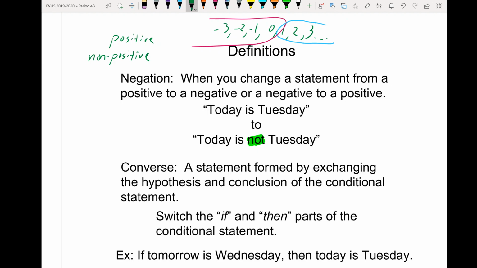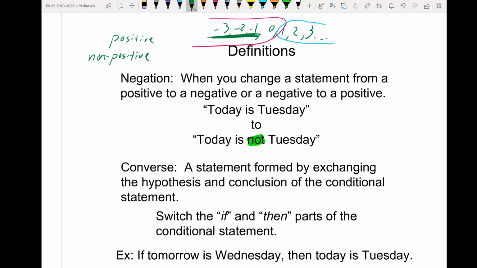There's a difference between negative and non-positive. Negative, if we're just looking at integers, starts at -1 and keeps going down. All of these guys here. Non-positive also includes 0 because 0 is non-positive. 0 is neither positive nor negative. So we got to say non-positive to get 0 in there. Okay, we'll get better at that.